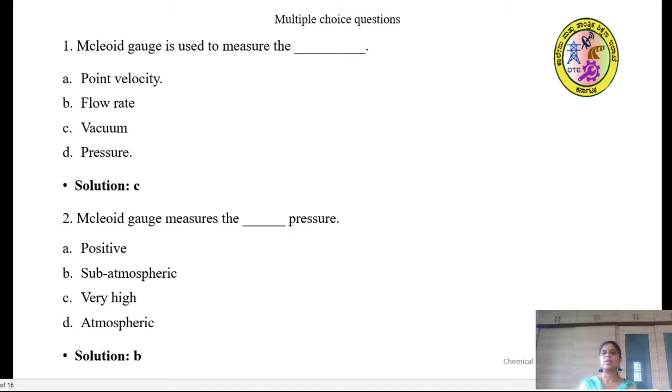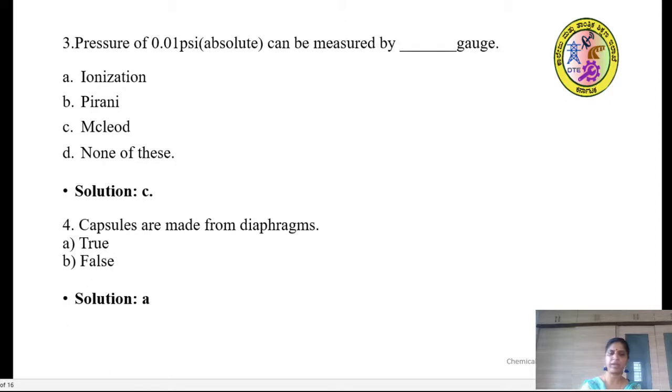McLeod gauge measures dash pressure. We have learned the different types of pressure, right? Absolute pressure, vacuum pressure, subatmospheric pressure, atmospheric pressure, gauge pressure, all those we have learned. So the McLeod gauge especially measures what? Subatmospheric pressure. Vacuum is nothing but below atmospheric pressure. So the answer is subatmospheric pressure.